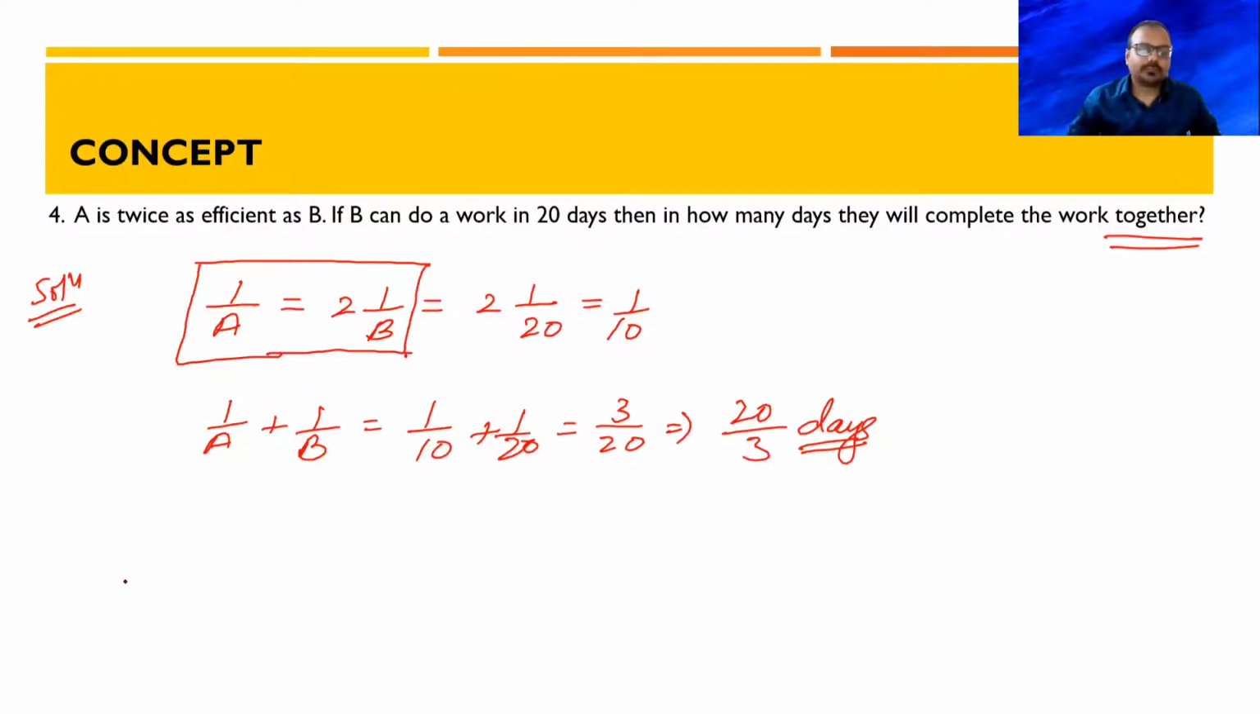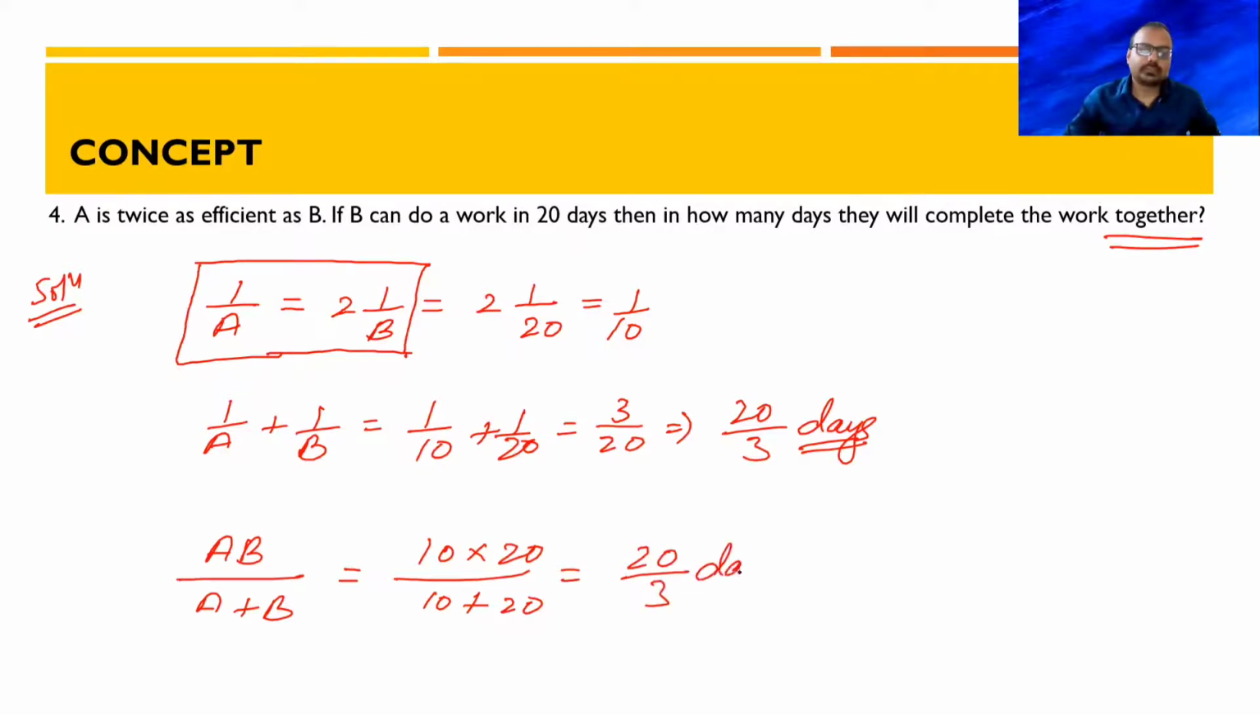Now, if you have only 2 people, you can directly use A into B divided by A plus B. That is 10 into 20 divided by 10 plus 20. So we get the answer as 20 by 3 days. So this is method number 2. I hope it is clear enough.